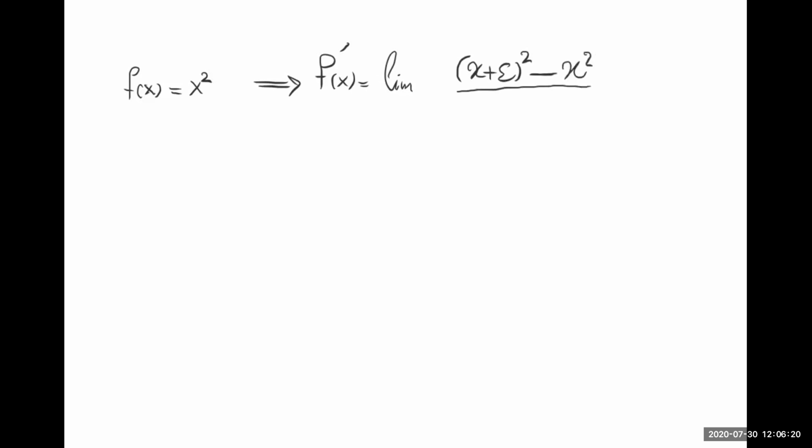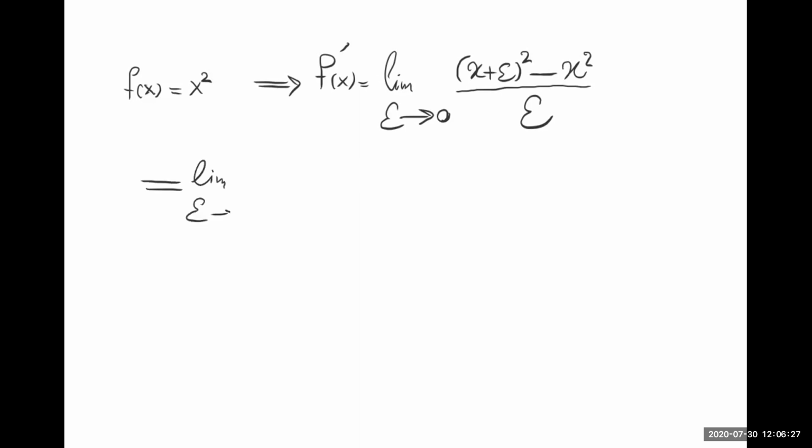But let me just write down one or two simple examples for the people who have forgotten that. So if f of x is, say, x squared, if I ask what is the derivative of f, so what is f prime of x? It would be just the limit of f of x plus epsilon, here it would be x plus epsilon squared, minus f of x, which is x squared, over epsilon, where epsilon goes to 0.